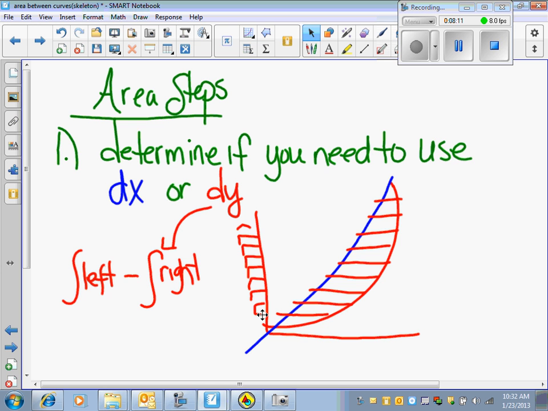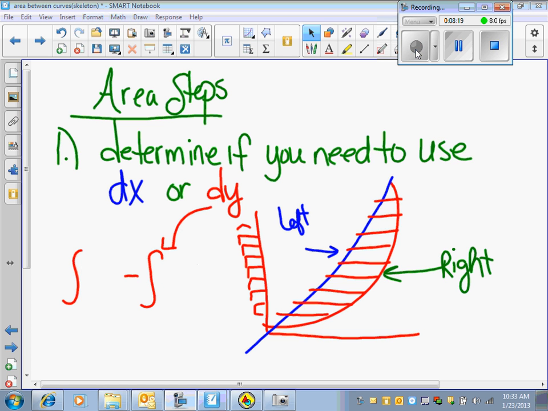So I want to take a look at this. When you look at this, this right here is going to be, oops, hold tight. All right, let's correct that error. If you're going to integrate with respect to the y-axis, it's going to be right minus your left function. Okay? So dy, dx all determined.